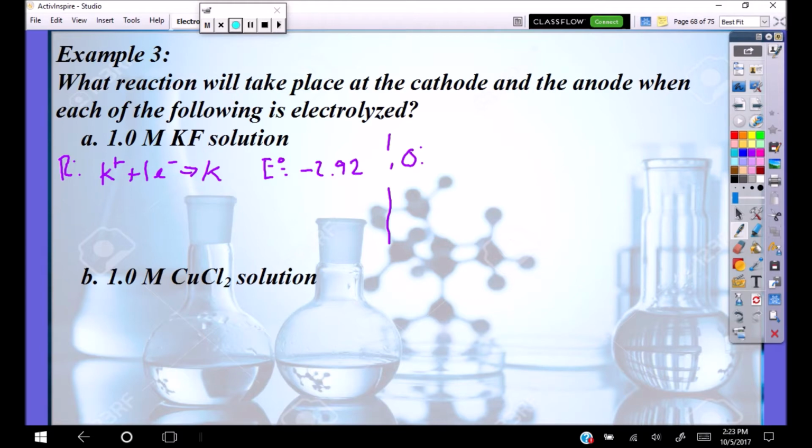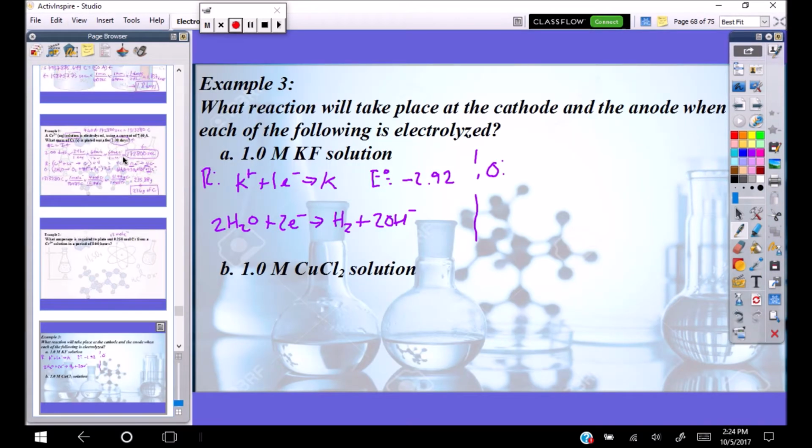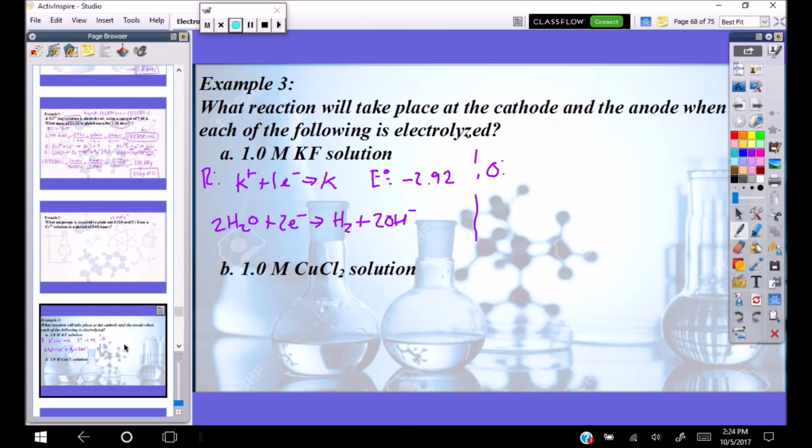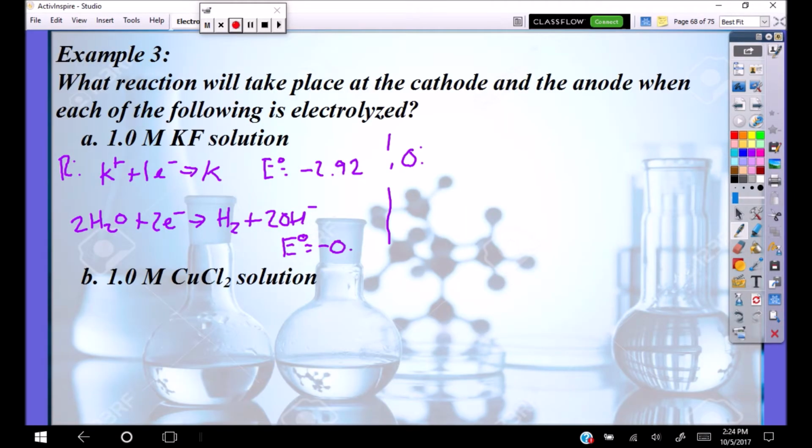And then when I look at water, I want to use the reduction version of water that I talked about, the 2H2O, and that gives you 2 electrons, and I get H2 and 2OH minus, okay? And then if we go back to our table, I know I wrote it down over here. For the reduction value, it's negative 0.83. So E is equal to negative 0.83.